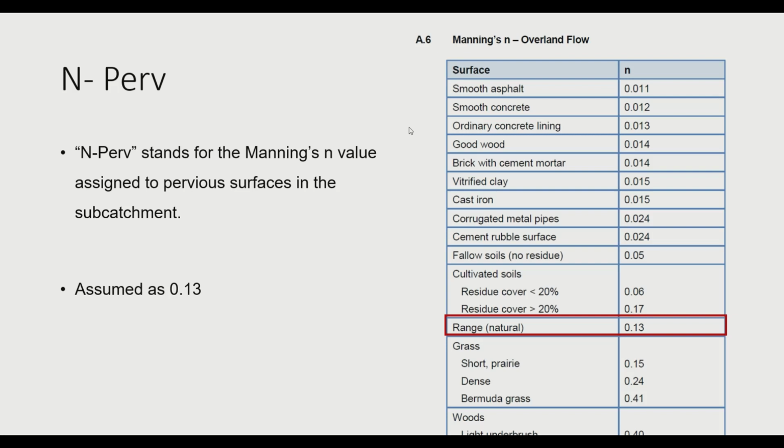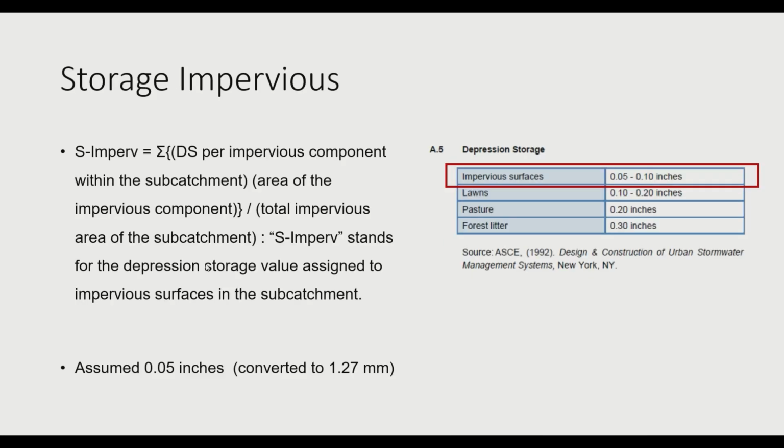Similarly, Manning's N for the pervious area. Depending on the area we have, you again will get some of these values from the SWMM manual. Here we are selecting the value of 0.13 for the Manning's N for the pervious area. The third parameter in the second table is the storage for impervious area.